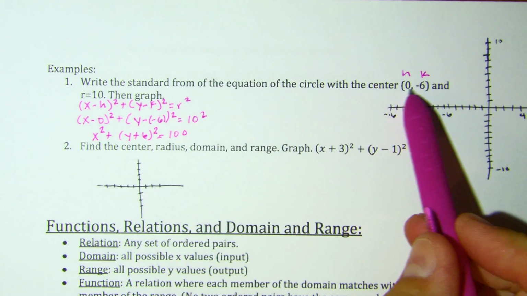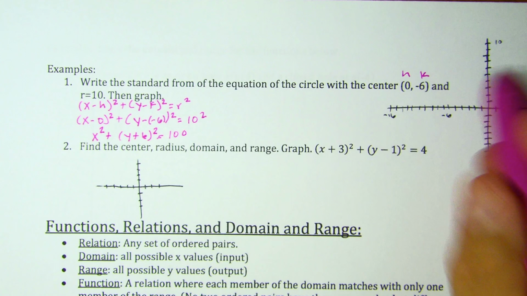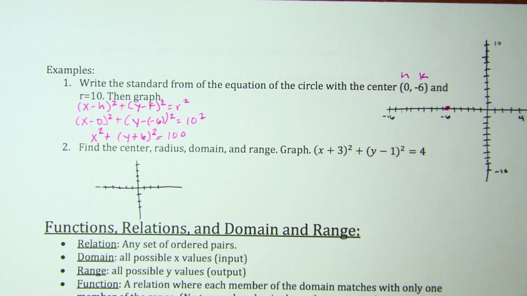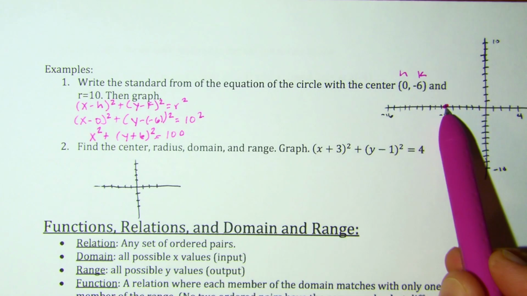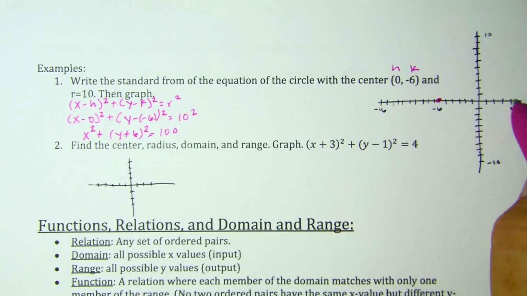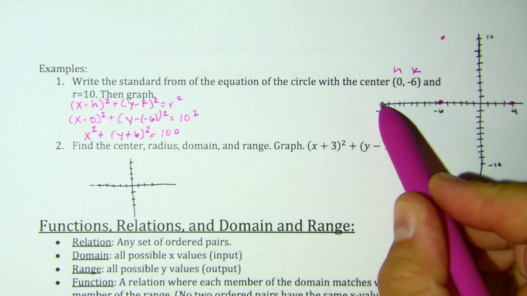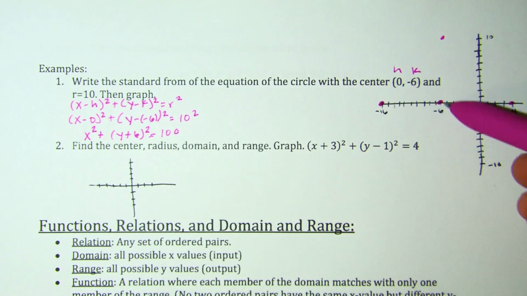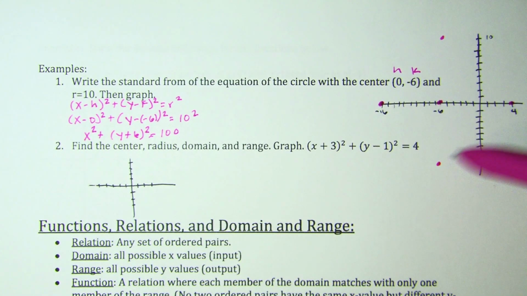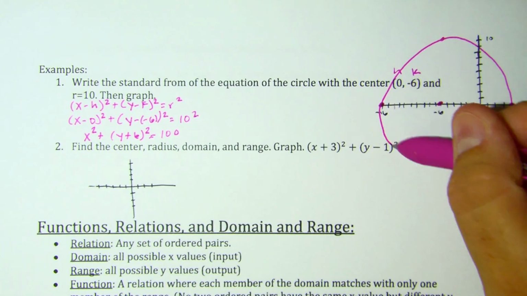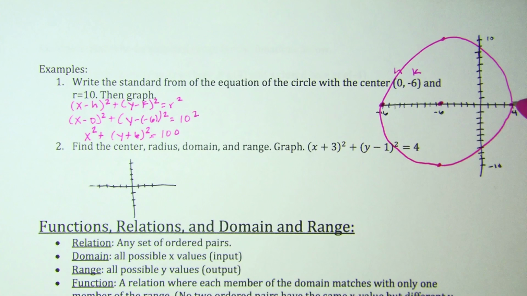And then we want to go ahead and graph it. Well, we know the center is at (0, -6), so 0, negative 6. And then we want to go out 10 in each direction, since that's our radius. So I'll go out 10 this way, 10 this way, 10 this way, and 10 this way. And we'll go ahead and draw that circle. And there's our graph.